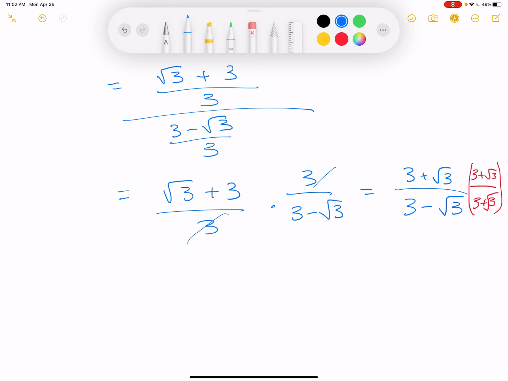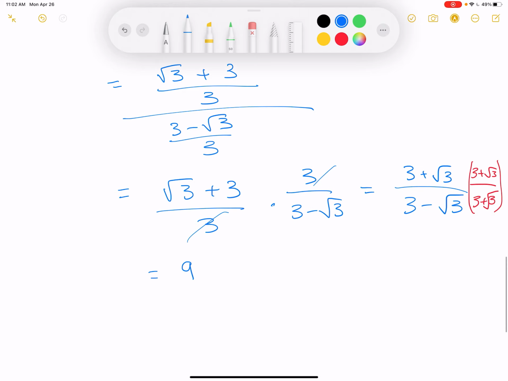Okay, the top, we're FOILing. 3 times 3 is 9. 3 times the square root of 3 is plus 3 root 3. Another 3 times the square root of 3, so plus 3 root 3. Plus the square root of 3 times the square root of 3 is 3. On the bottom, this is a difference of squares, so it's 3 times 3, which is 9, minus the square root of 3 times square root of 3, which is 3.